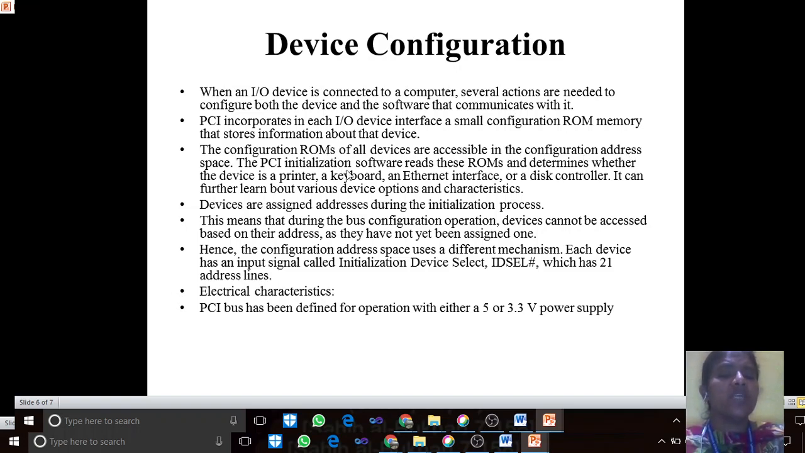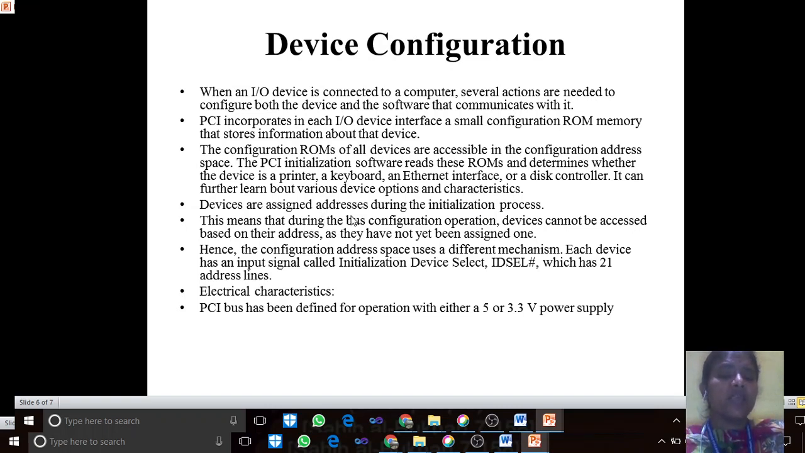The PCI initialization software reads these ROMs. As soon as you connect the expansion PCI bus, it reads all the configuration ROMs and determines whether the device is a printer, keyboard, Ethernet, all types of devices it will easily recognize. It can further learn about various device options and characteristics. Whatever the device options are in its characteristics, everything it will read from that ROM.